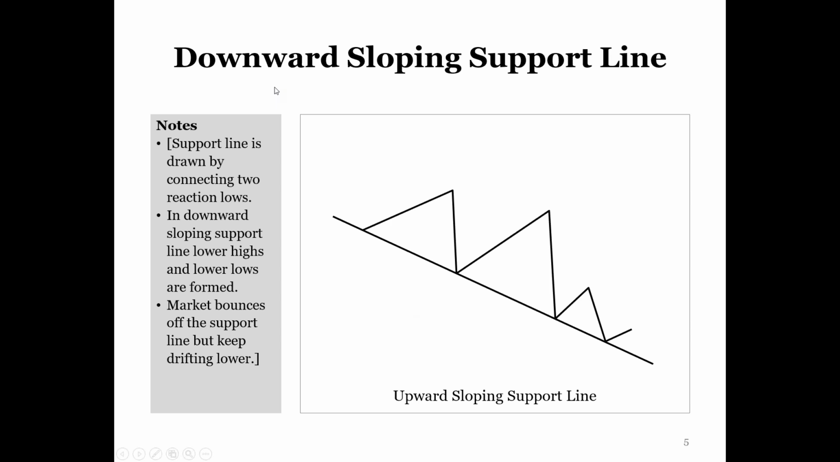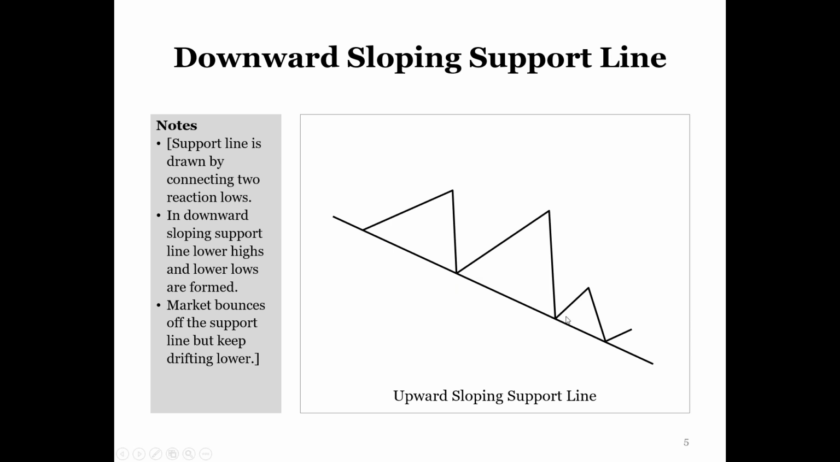Now we will discuss downward sloping support line. Downward sloping because the market is making a lower high and lower low, but it bounces up whenever it touches the trend line. So what's going on here? Let's say you are here and the market bounced back up to here, then it bounced back down here. You can connect these two points and make a trend line. So you say, okay, this is my trend line.